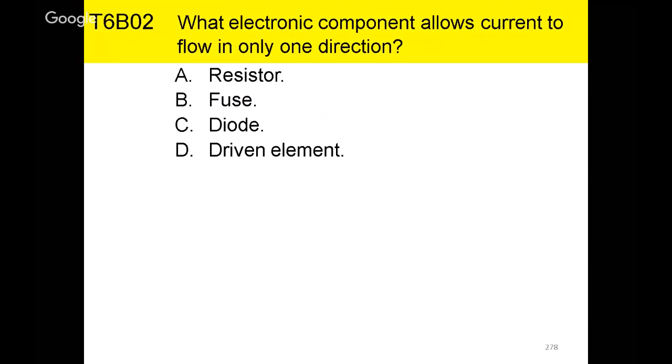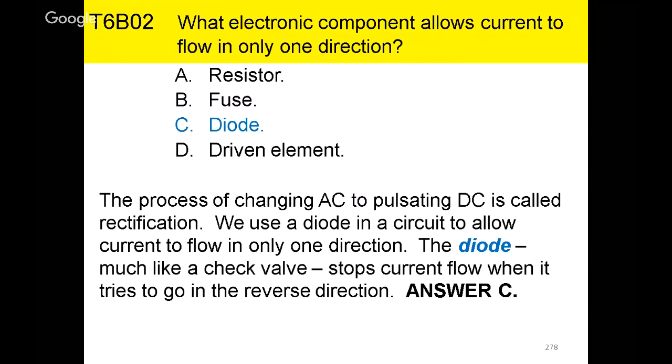What electronic component allows current to flow in only one direction? Now, again, we've talked about the two different names for this, the rectifier and the diode, a process of changing AC to pulsating DC. That's important to understand. If you do not use a full wave bridge rectifier, if you use a single diode, you're actually getting a pulsating DC.